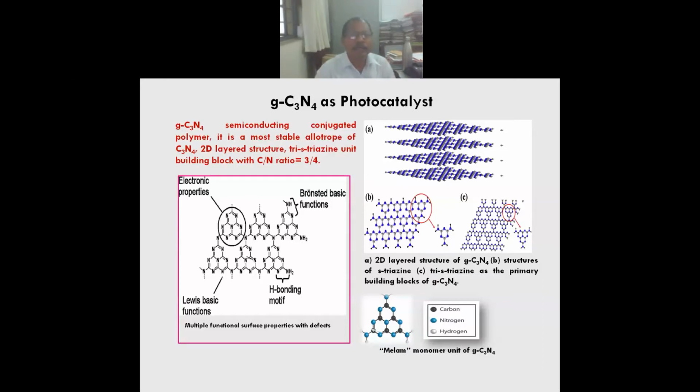This is the 2D layered structure of g-C3N4. This is the s-triazine unit, the primary block for g-C3N4. So it has a lot of functionalities, such as hydrogen moieties, Lewis base sites, and other kinds of functionalities.